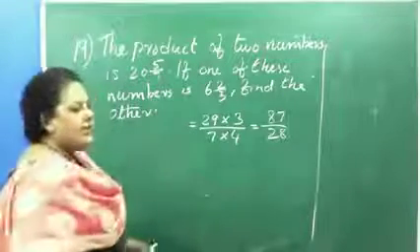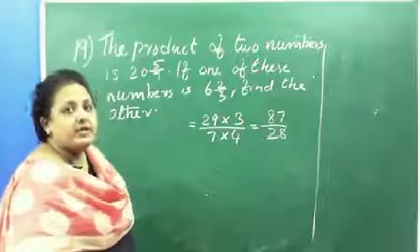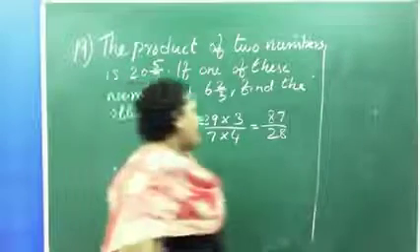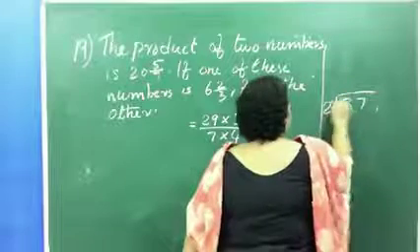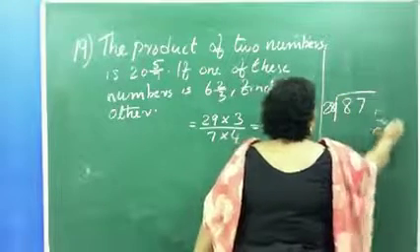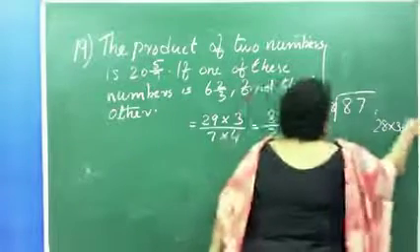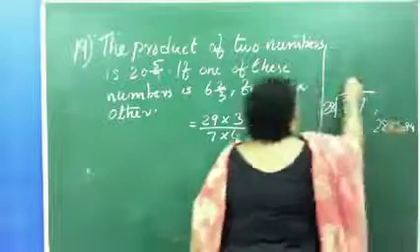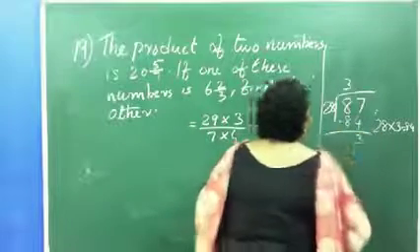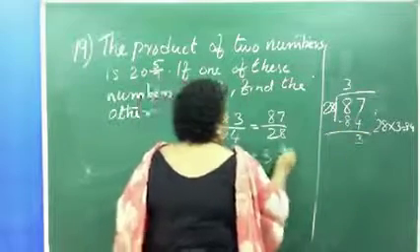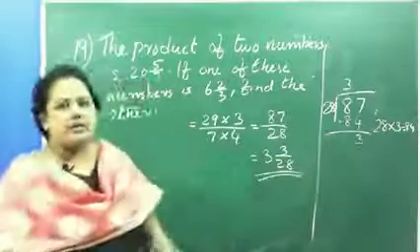87 by 28. It is an improper fraction. You have to make it into a mixed fraction. So you have to divide 87 by 28. How many times? 28 multiplied by 3, what will you get? 84. So 3 times 28 is 84. Subtract, you will get 3. So the answer is 3 3 by 28. I hope you understood these things.